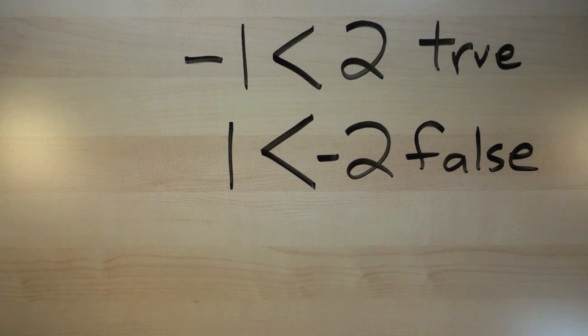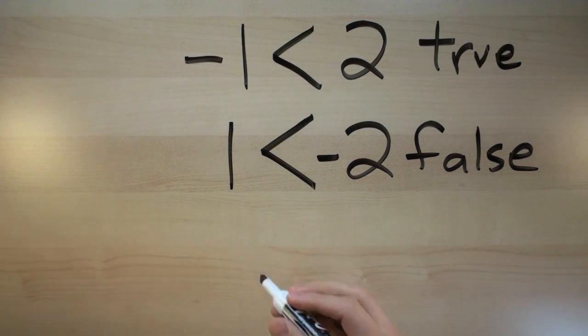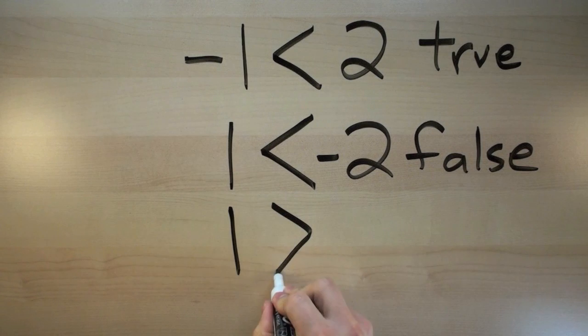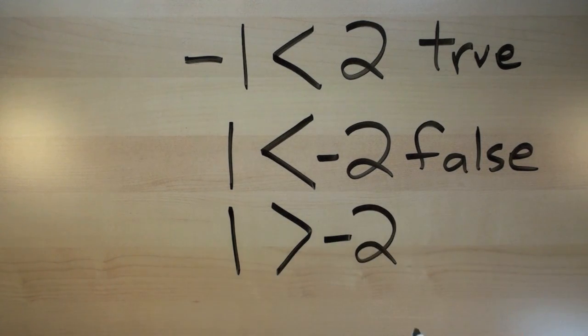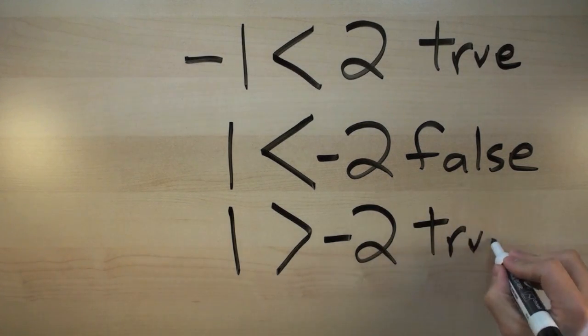So to fix this, when we multiply both sides of the inequality by a negative number, we have to also switch the direction of the inequality. Notice that when we do that, we get a true statement again. 1 is greater than -2. This is true.